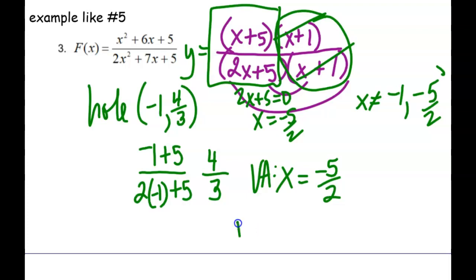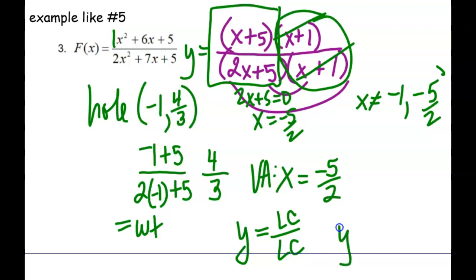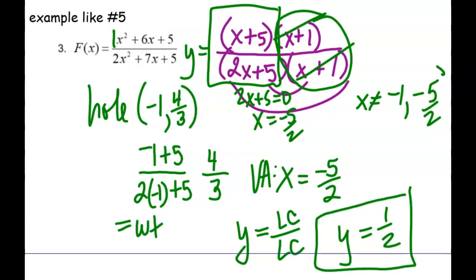Okay, where am I going? End behavior. Anybody? The last chunk, top heavy, bottom heavy, equal weight. Equal weight. So then it is leading coefficient over leading coefficient. What's the leading coefficient of the top? 1. The leading coefficient of the bottom? 2. So it's y equals 1/2 for the horizontal asymptote, which is what our end behavior is for this one. It will get closer and closer to 1/2 as it goes far left or far right.